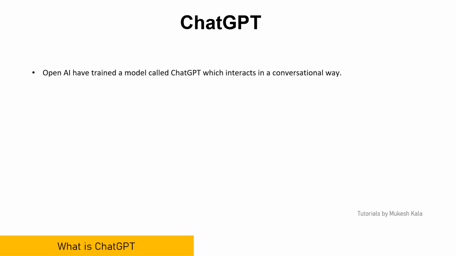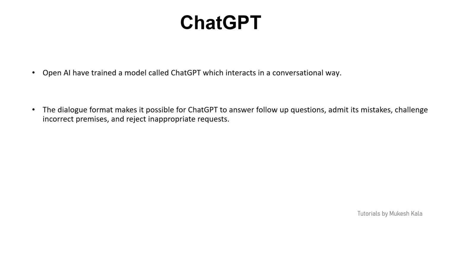The next bit is ChatGPT. What exactly is this, right? OpenAI has also trained a model called ChatGPT, which interacts in a conversational way, which means that you can ask a question, the model will give you an answer, you ask a follow-up question, and the model gives you a follow-up answer. The dialogue format makes it possible for ChatGPT to answer follow-up questions, admit its mistakes, let you challenge incorrect premises, and reject inappropriate requests.